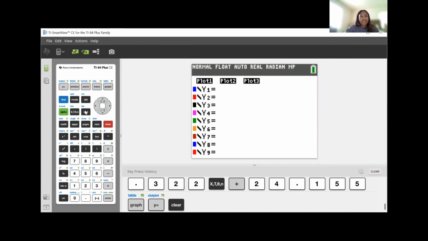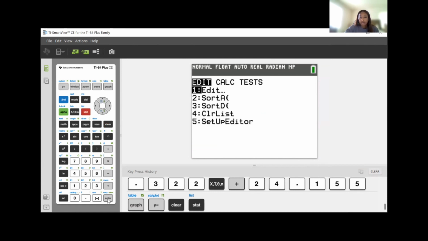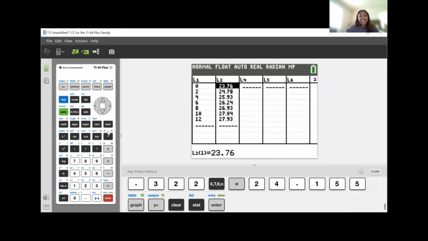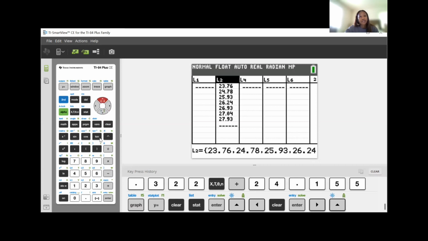I'm going to go to stat. When you go to stat and edit, do not hit delete for L1. Don't go up to L1 and hit delete. It'll delete the L1 itself. It won't say L1 anymore. So don't hit delete. You can hit clear and then enter, and it'll clear out everything. Or you can go to each individual entry and delete it, but don't delete the actual L1. Clear and then enter.